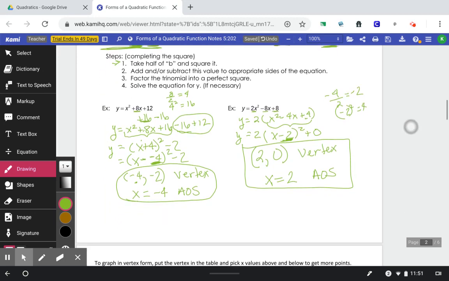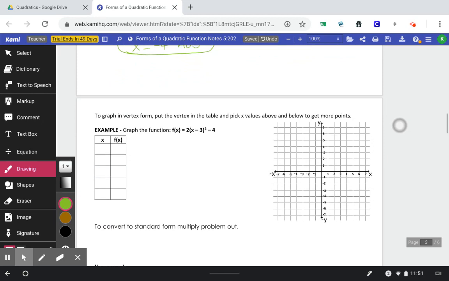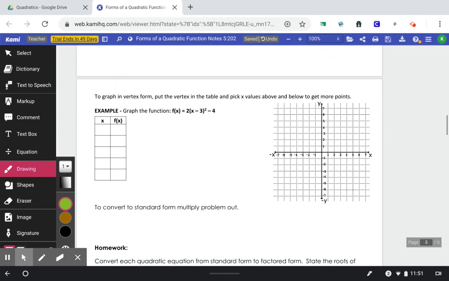All right, let's take a look at a graph. If I'm given my equation in vertex form, the first thing I can do is pull out that vertex really easily. I know that my x value is going to be +3, and the y value is going to be -4. That's my vertex. So I'm going to plot +3, -4.